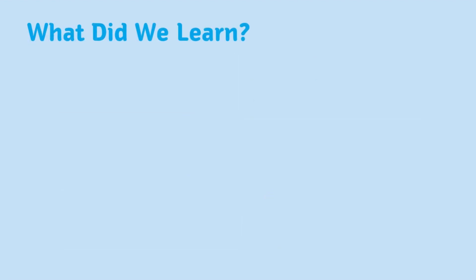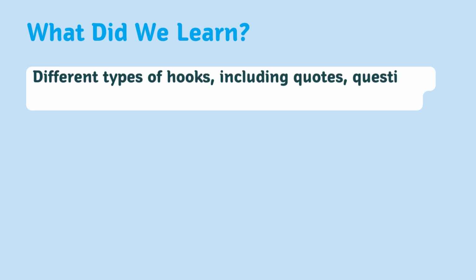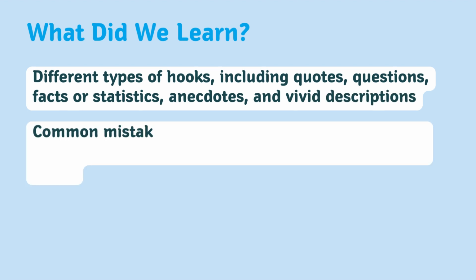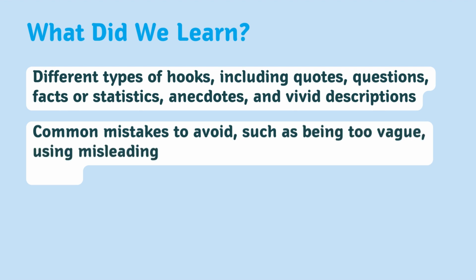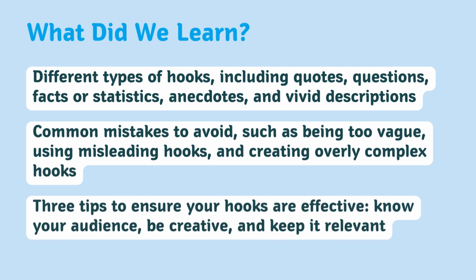Let's summarize what we learned about writing the perfect hook today. First, we explored different types of hooks, including quotes, questions, facts or statistics, anecdotes, and vivid descriptions. Second, we discussed common mistakes to avoid, such as being too vague, using misleading hooks, and creating overly complex hooks. Finally, we provided 3 tips to ensure your hooks are effective. Know your audience, be creative, and keep it relevant.